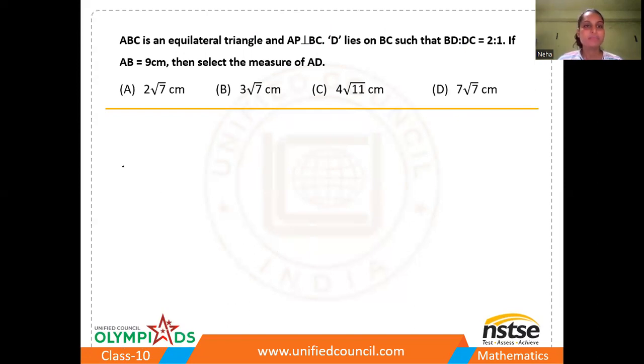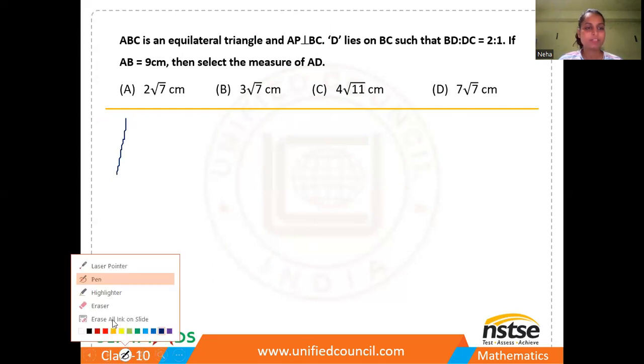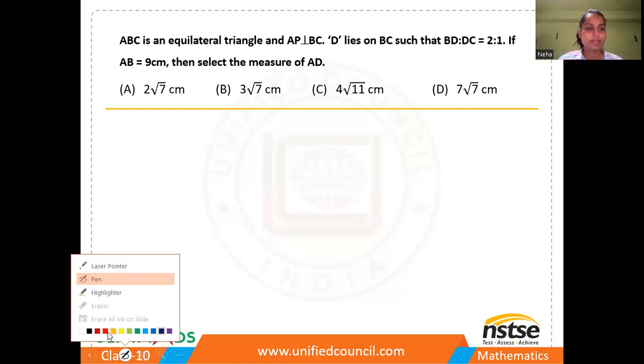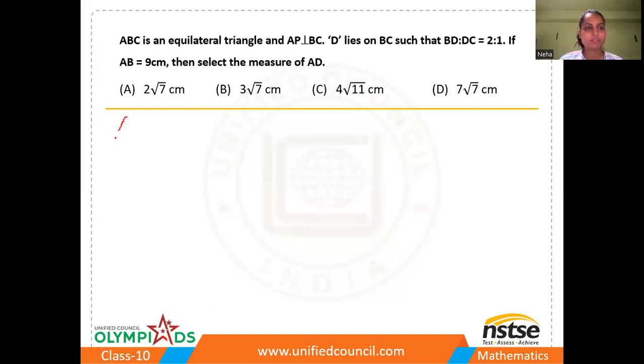So first of all, we are talking about a triangle, right? So first, let me draw a triangle for you. All right. So let's suppose this is your triangle A, B, and C. All sides are equal because this is an equilateral triangle. And AP is perpendicular on BC. This is your AP and this is perpendicular on BC. That means this angle is equal to 90 degrees.